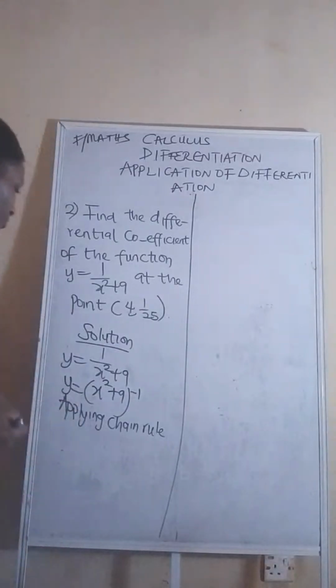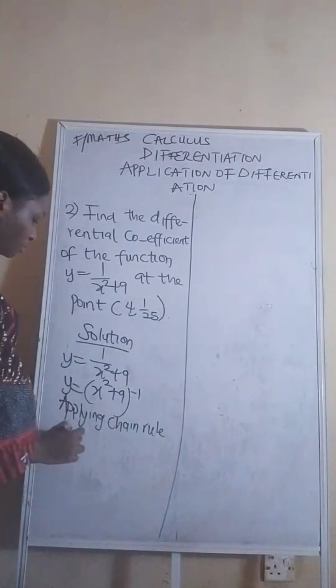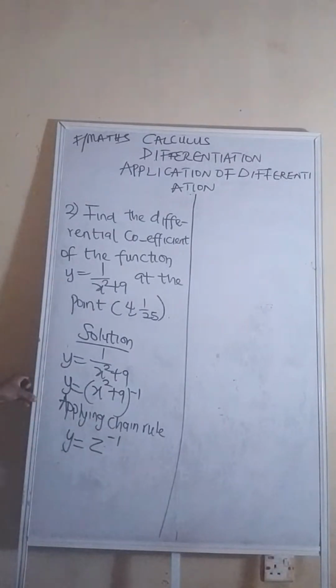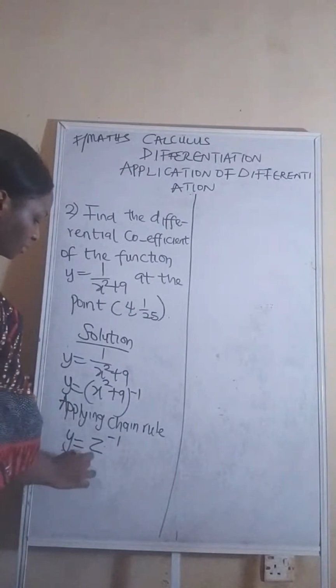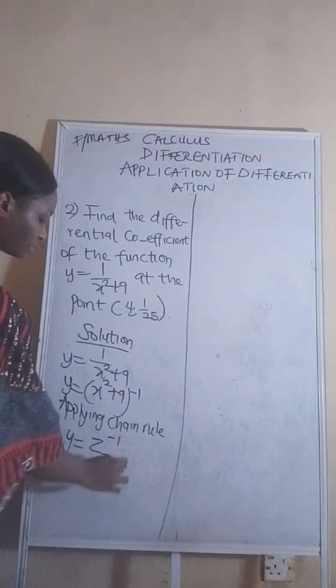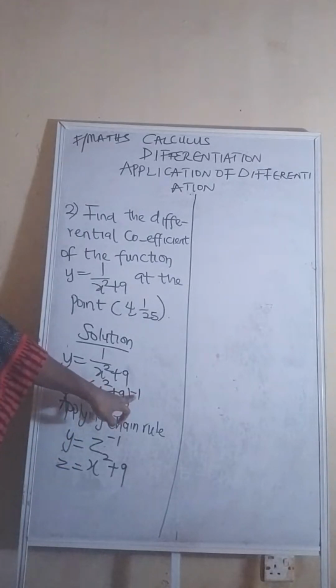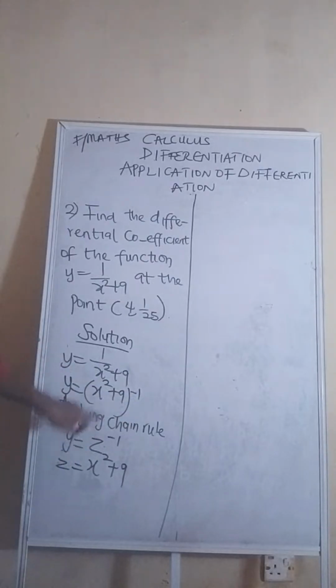So applying chain rule, now our y equals z raised to power minus 1. Do you understand now? Why our z is what? x squared plus 9. Have you seen that now? So our y is what? z, you just use z. You want to introduce z. So we are introducing z. y equals z raised to power minus 1. Do you understand? This z is this equation, x squared plus 9. So now let's differentiate the dy/dz and the dz/dx.